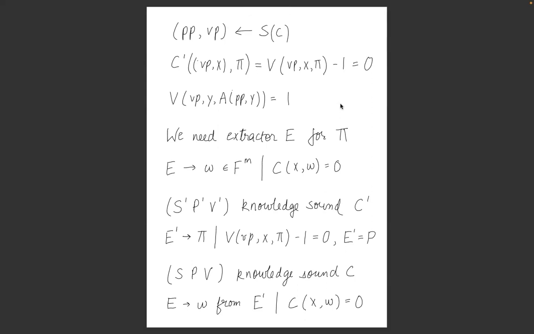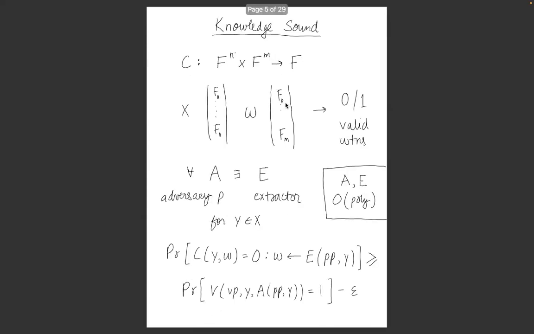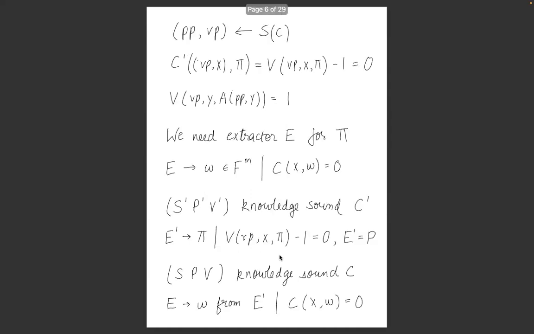Now we have to see how we can construct this extractor in this two-level recursive proof system. We have to assume that both the inner proof and the outer proof are knowledge sound, so that there exists some extractor which can extract the witness from both the proofs. But we'll see there is a subtle point.